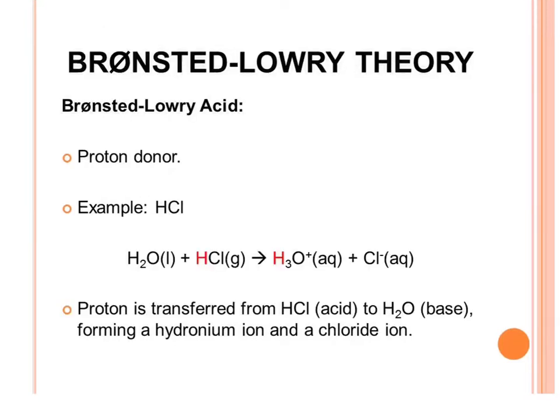The second theory that we need to talk about is the Bronsted-Lowry theory. A Bronsted-Lowry acid is a proton donor. So an example of a Bronsted-Lowry acid would be HCl.